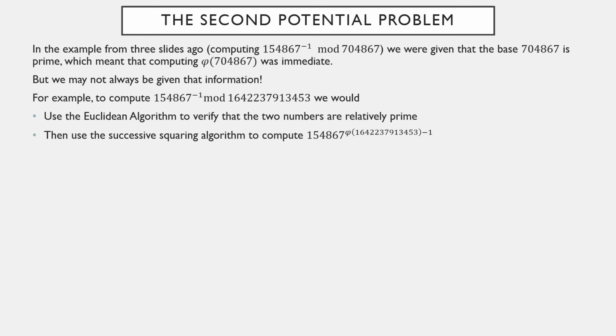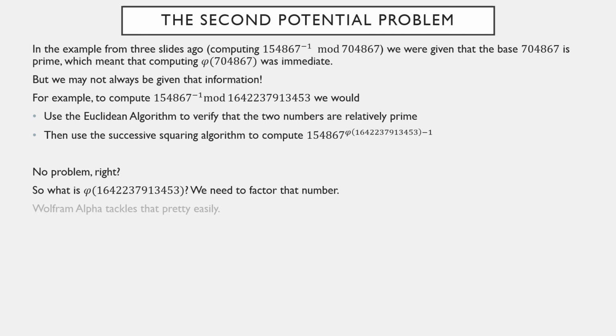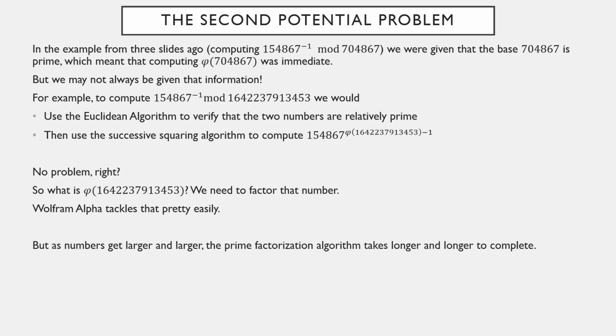Now I need to use the successive squaring algorithm to compute 154,867 to this power. Okay, if I can run the successive squaring algorithm quickly, that's not a big deal, right? But what we need to do is figure out what the Euler totient function evaluates to on the base. So what we have to do is find a prime factorization for that number. Now Wolfram Alpha, which I recommended earlier, can do this quite easily. You simply just ask, what are the factors of this number? And it will tell you.